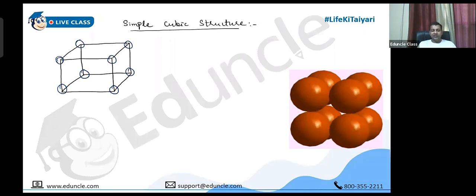In a primitive one, there is only one atom per unit cell. And all these atoms are touching each other. That's why I have shown you the actual structure. You can see these are touching each other like this. So if we make the front face, and suppose the radius of each atom is r, then the edge length will be equal to 2r. Is it clear? Yes, sir.